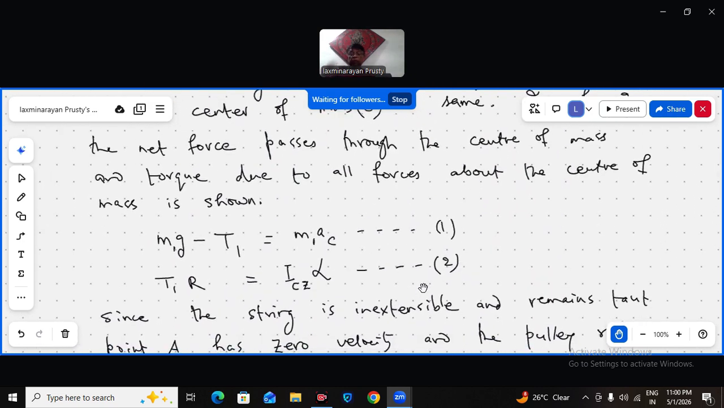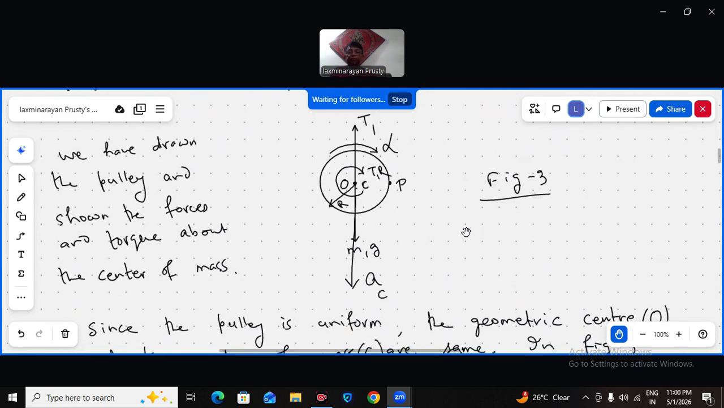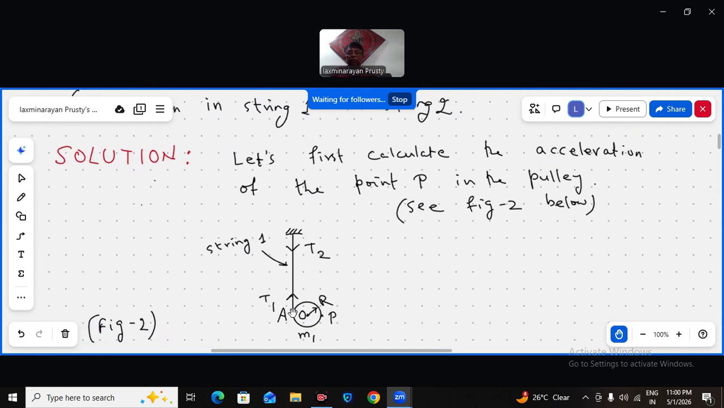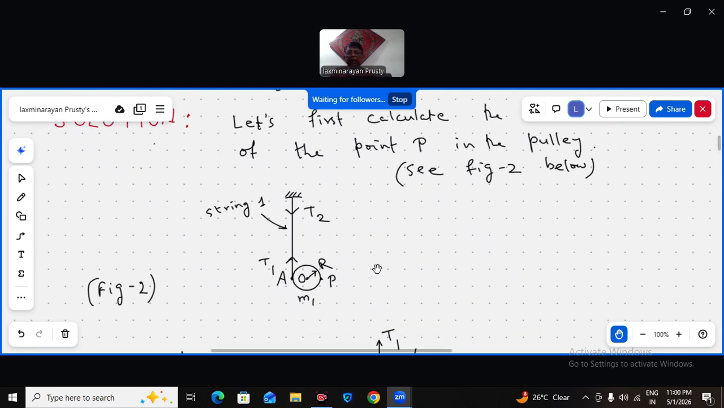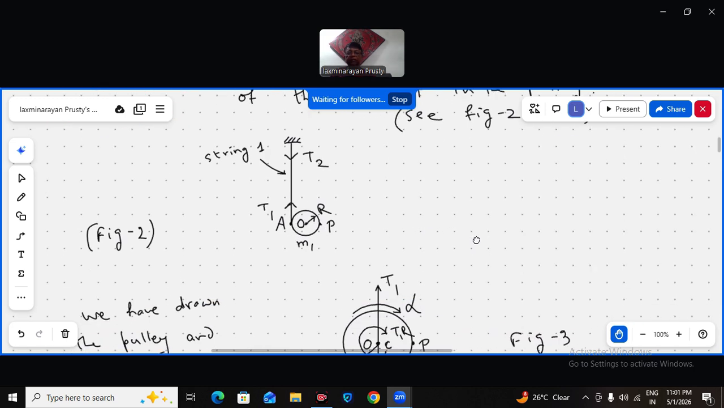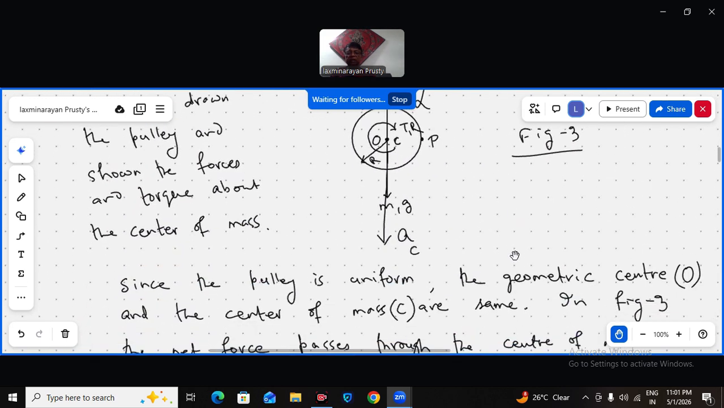Question 2. Since the string is inextensible and remains taut, obviously this point A has zero velocity. This is part of the static string. So the disk rolls without slipping along the string, because no slipping is already given.